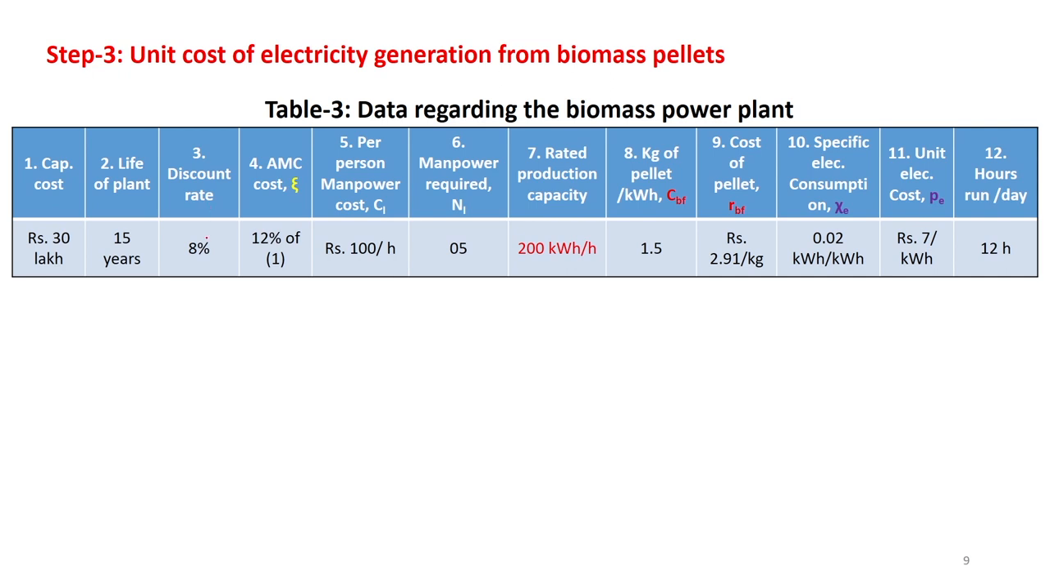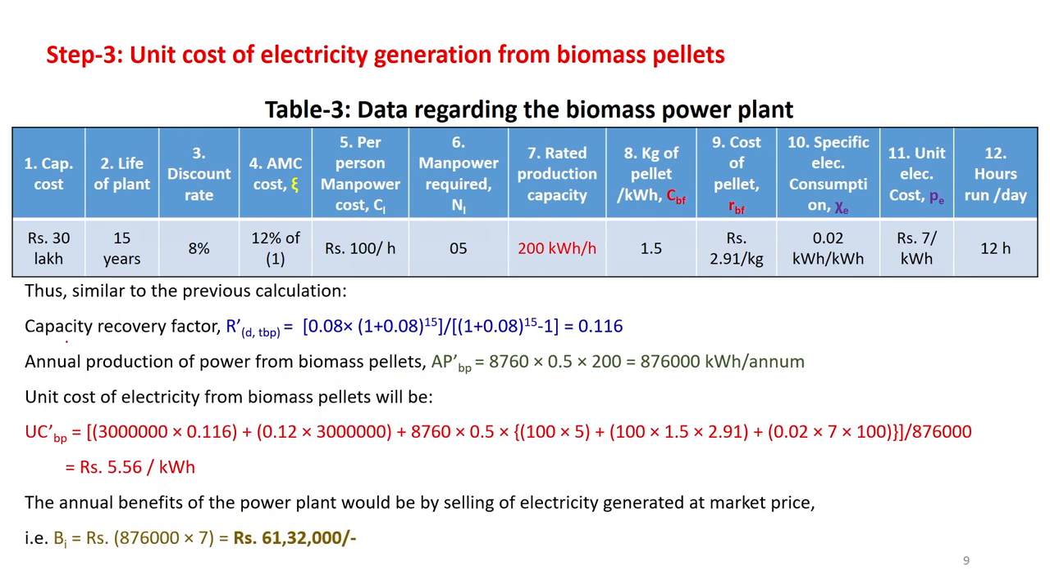Discount rate is 8%. And annual maintenance charges are about 12%, and per person manpower cost is 100 rupees per hour, and number of manpower required is 5, rated production capacity 200 kg per hour, and kg of pellet per kilowatt hour is about 1.5, cost of pellets is considered to be 2.91, which was calculated in the last slide. So, it is 2.91 per kg, and specific electricity consumption is about 0.02 kilowatt hour per kilowatt hour, and unit electricity cost is 7 rupees per kilowatt hour, and number of hours running is about 12 hours.